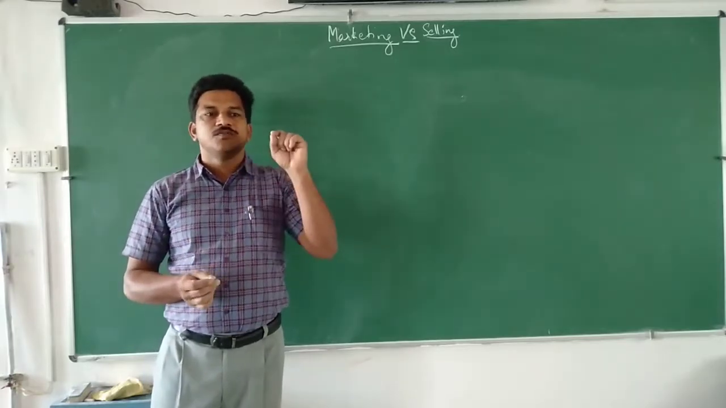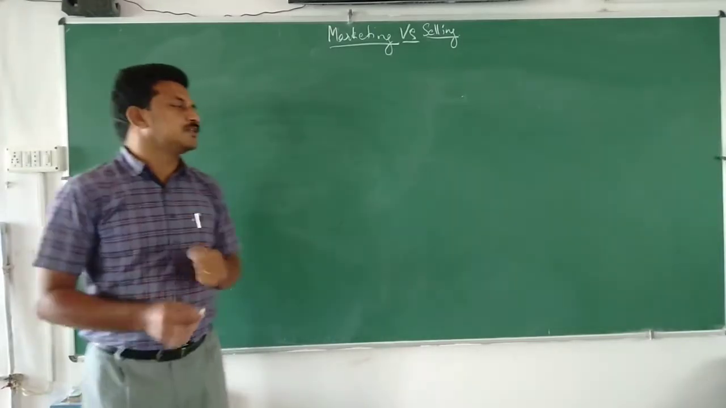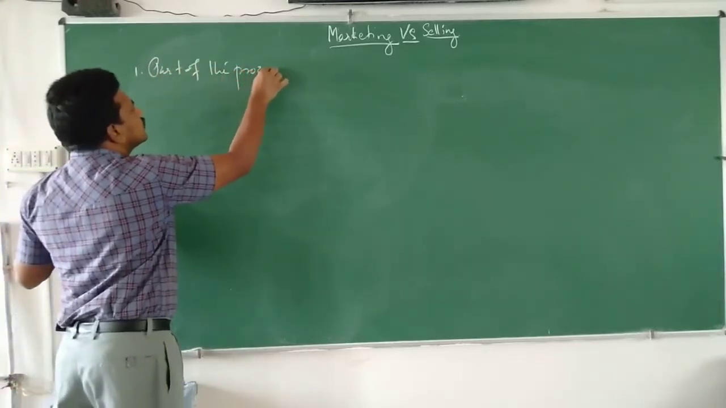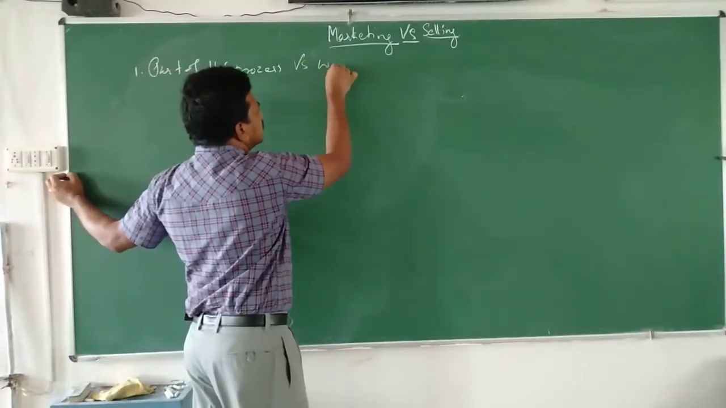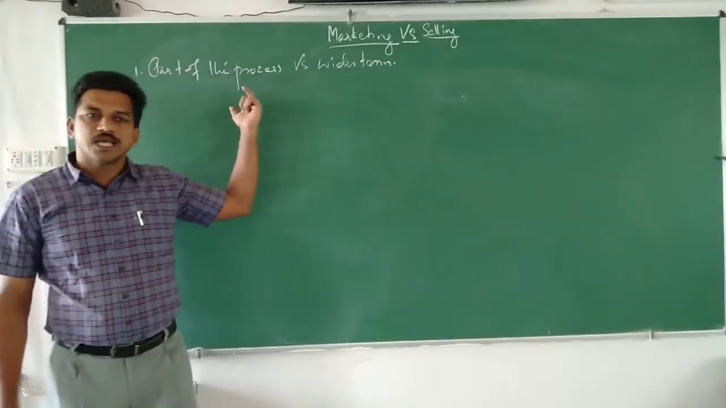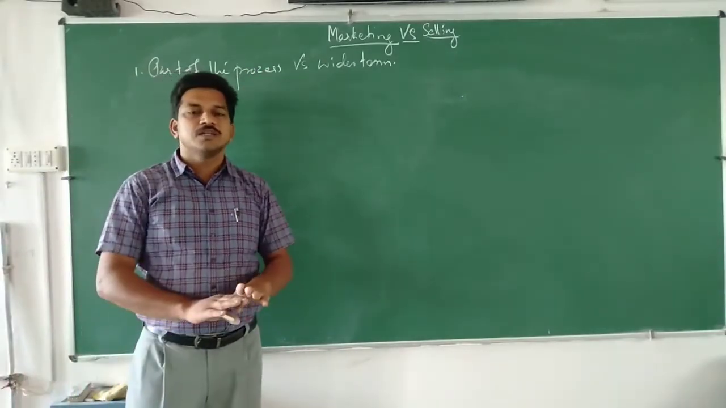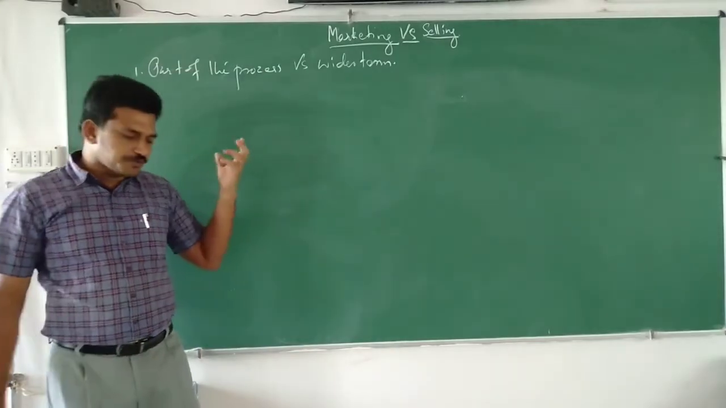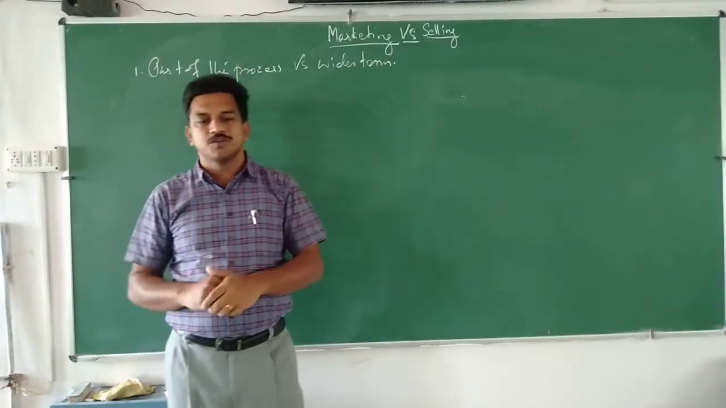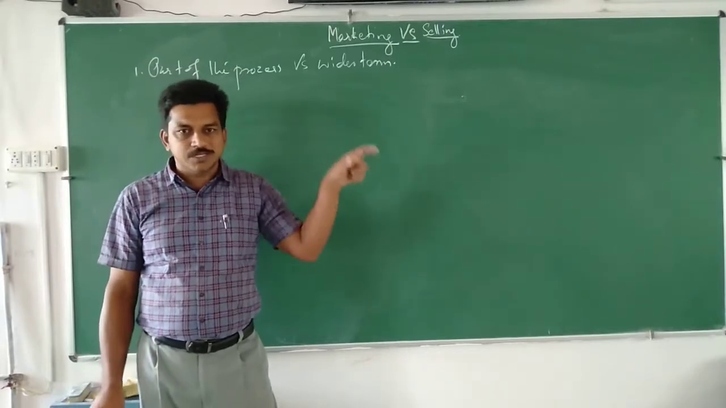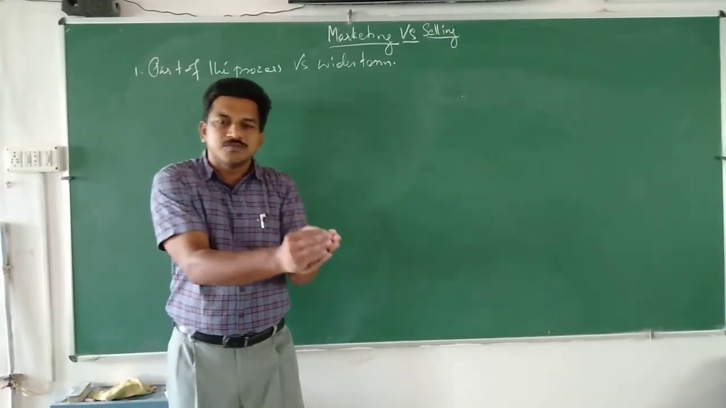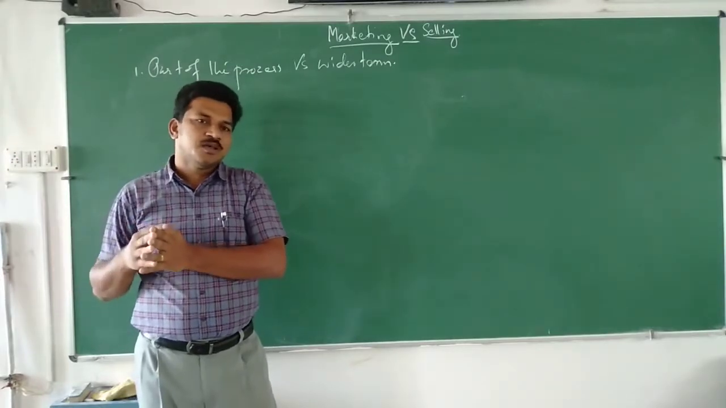The first one: one is part of the process and the other is wider. Which is the part of the process? Selling or sales is the part of the process and marketing is wider. We told in the last class that marketing starts before designing the product, or before thinking about a product. From there, after production, when it comes to the market, and when it is transferred to the customers and how they use it.